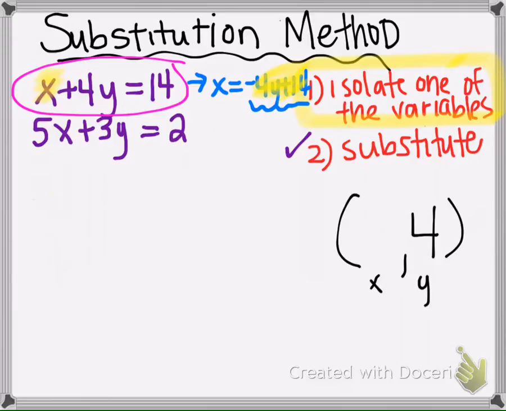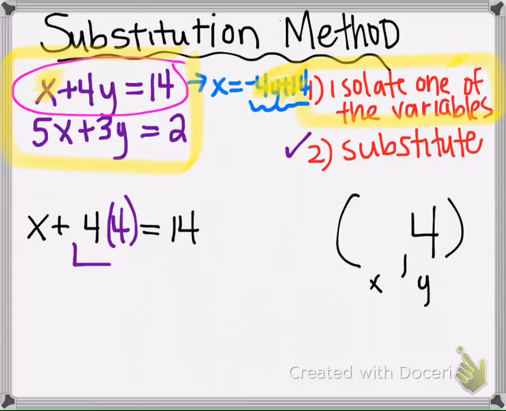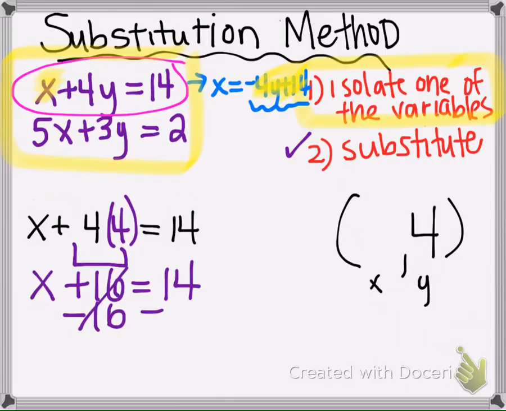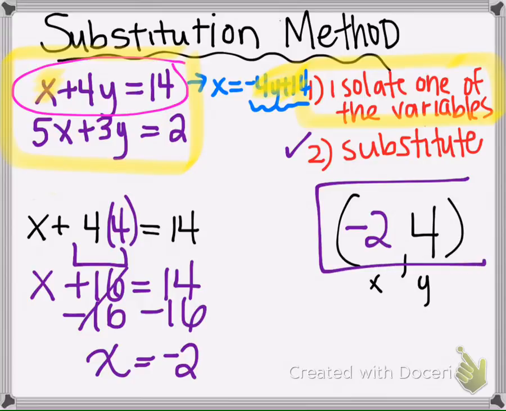Now to get our x, we have to go back to the original problem. Pick one of these equations. I'm going to go ahead and go with the top one. And instead of y, plug in the 4. And simplify. And solve for the x. And we get that x equals -2. And we have our solution.